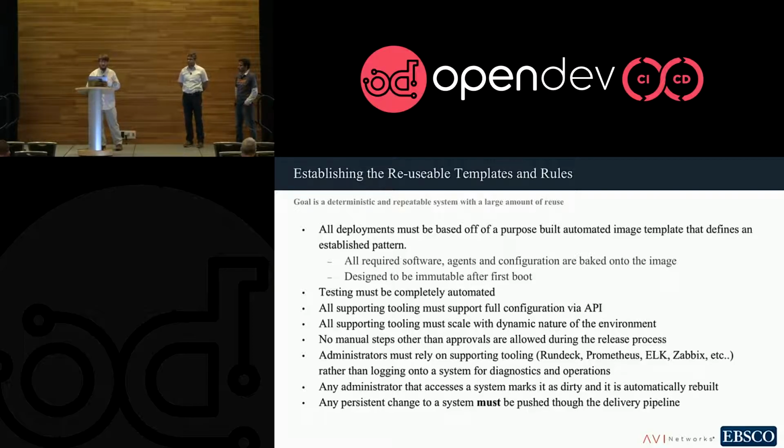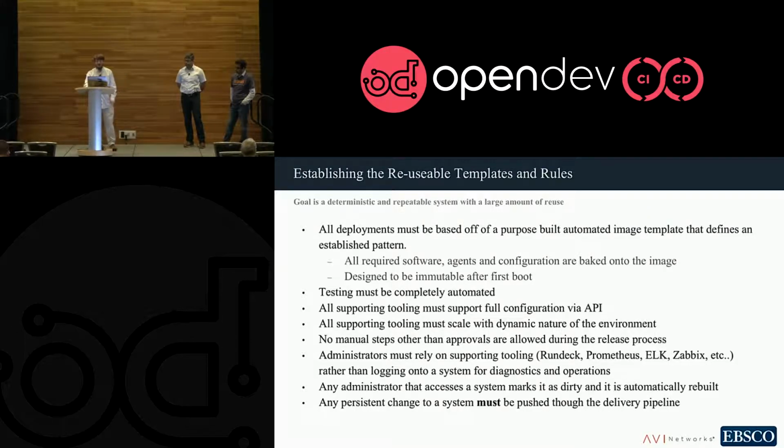The other point is this image, which we call the AIT, is designed to be immutable after first boot. So if you need to change an agent, a patch level, anything, you're supposed to redeploy through the pipeline, create a new image, not edit it in place. The testing process through this needs to be completely automated without any manual tests. Any supported tooling in here has to support full configuration via API. Also, the tooling needs to be able to support the dynamic nature of the environment. No manual steps are allowed during the release process.